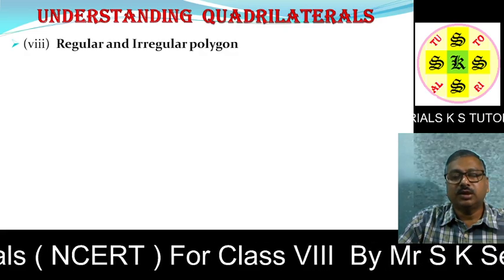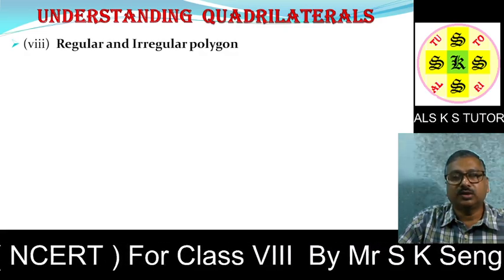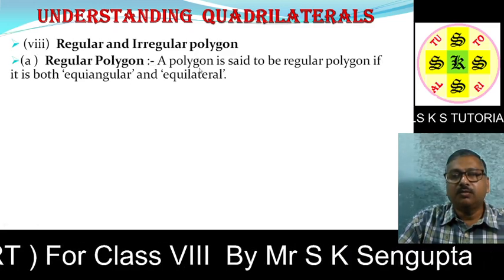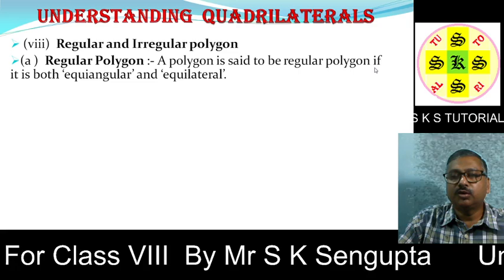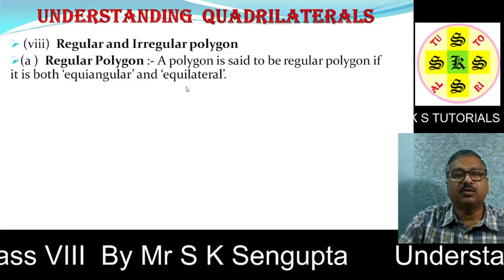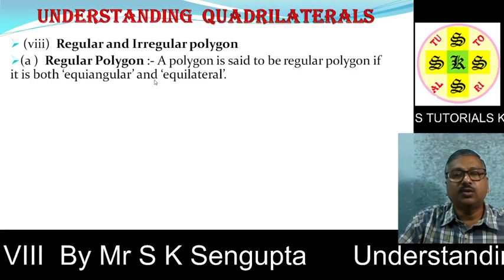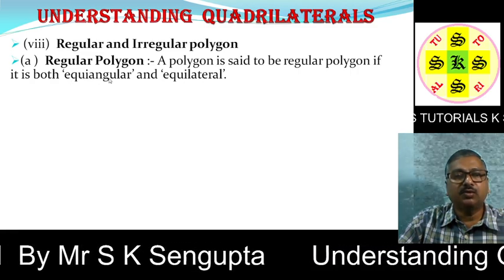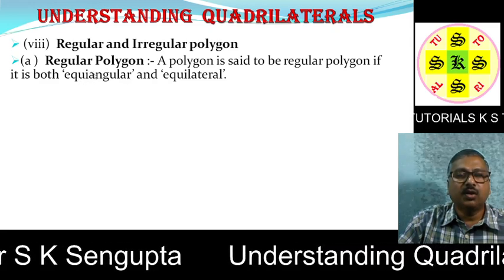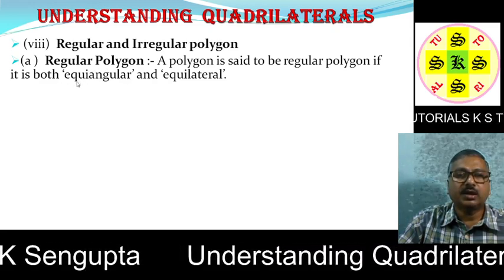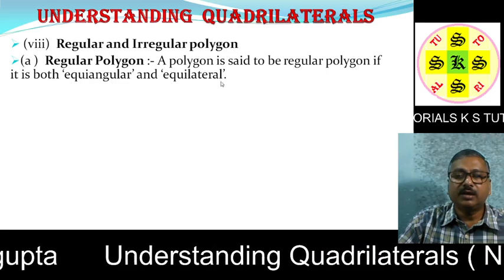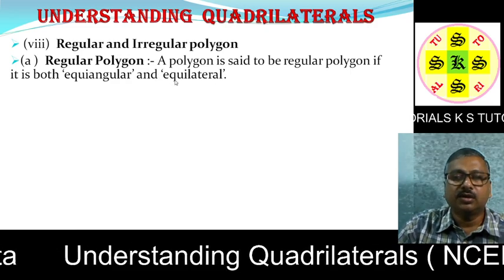Now let us discuss what are regular and irregular polygons. Regular polygon: a polygon is said to be a regular polygon if it is both equiangular and equilateral. Now mind these two words, equiangular and equilateral. What is equiangular? Equiangular means all angles are equal. All angles means all interior angles are equal. And equilateral, lateral means side, that is equal sides.